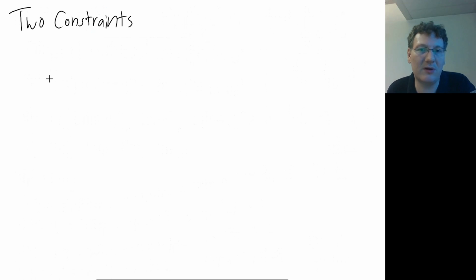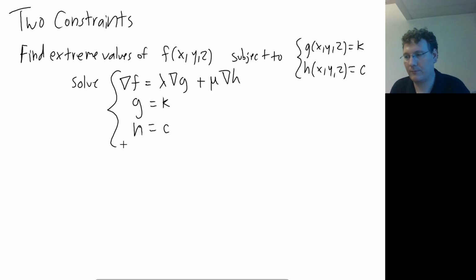Okay, so now we'll look and see what you would do if you have 2 constraints, and actually you can generalize this to more than 2 constraints. If you're going to find the extreme values of f of x, y, z subject to 2 constraints, g of x, y, z equals k, and h of x, y, z equals c, for some values, then for your first equation, you want to have the gradient of f equal to lambda times the gradient of g plus mu times the gradient of h.